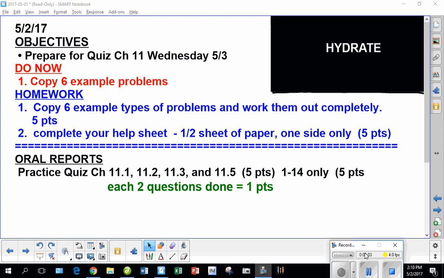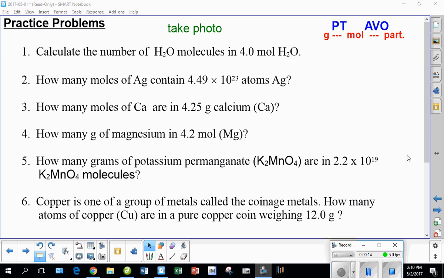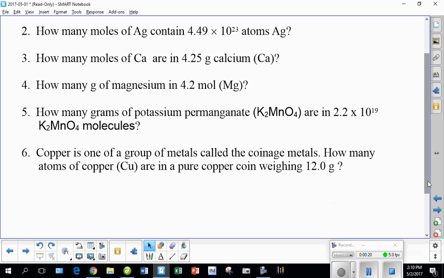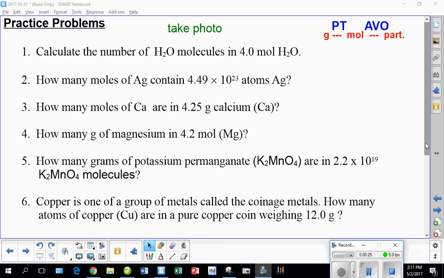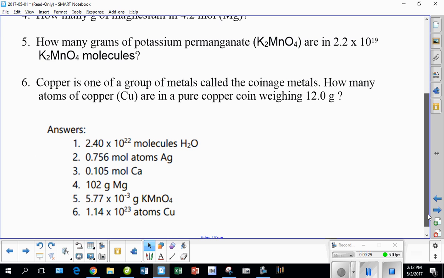This is the whiteboard for today. This is the formatting for your help sheet. These are your homework problems for tonight. And at the bottom of the screen, do I have it? No, I'll get them in there right now. And now the whiteboard file will also carry the answers for all these problems.